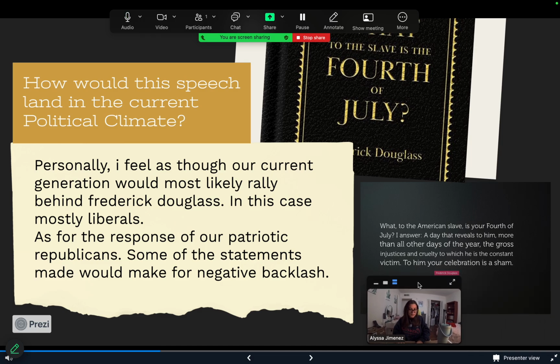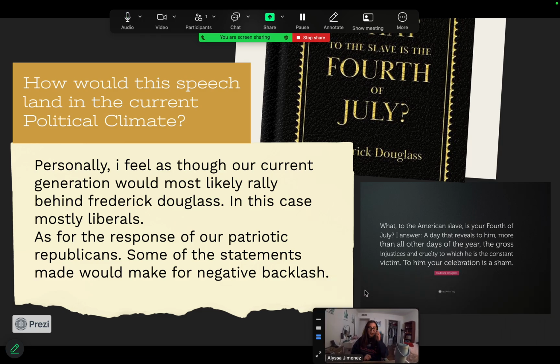I'm going to move myself a little closer so I can talk about this. I think personally, all of the liberals will probably rush behind Frederick Douglass, considering the fact that he touches on the racial injustice, the systematic injustice, and things that are still occurring today, unfortunately. As for our patriotic Republicans, this speech is not patriotic by any means, as he calls out things that he sees that are very racially driven.